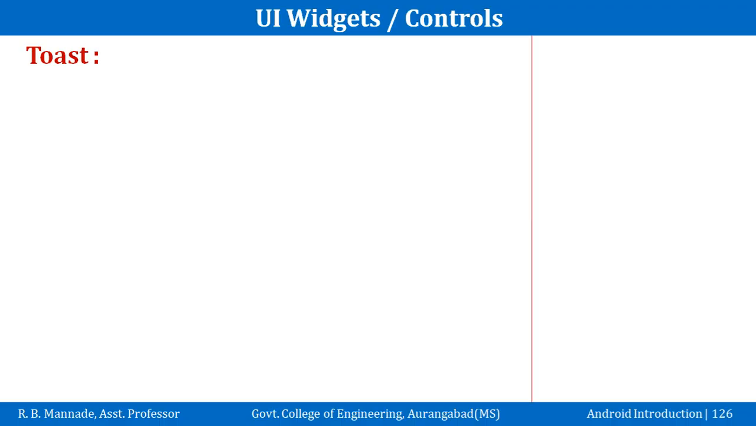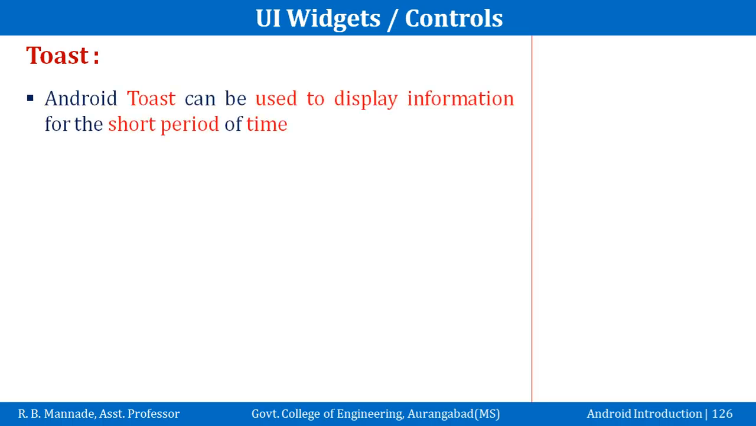Okay, so first of all, we will see the UI control whose name is toast. It is a very simple control, and from an implementation point of view, it contains only a small amount of code. Okay, so toast is an Android control that can be used to display information for a short period of time.